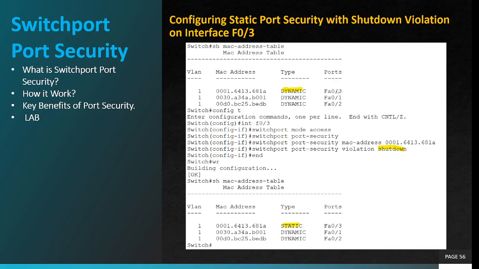So you find that there is one MAC address associated with the port Fa0/3. You can just take a copy of this MAC address. Then you select the interface, convert it into an access port, enable port security, assign the MAC address statically, set the violation mode to shutdown, and use wr to save the configuration. Now verify the MAC address table. Now you will find the entry on port Fa0/3 is static.